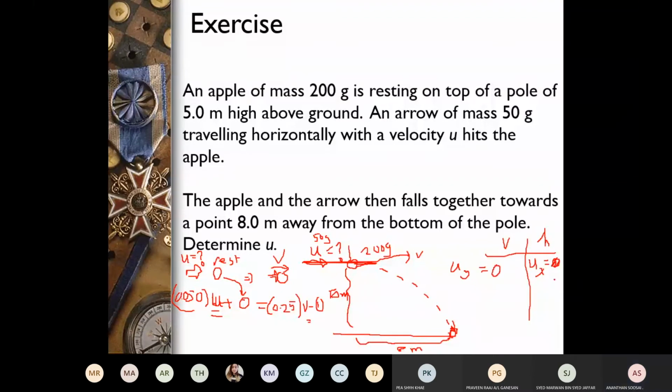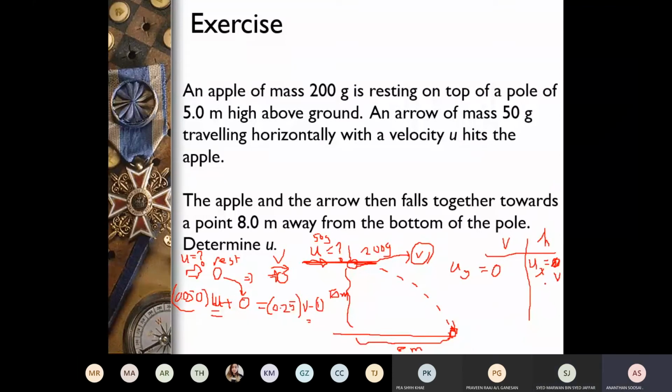Ux will be what? Anyone? Ux will be exactly the same as your V, right? Because of the horizontal launch. After collide, they stick together, they move together. It's a projectile movement. So can you find the V first? If you find the V, you can find the u. Okay, anyone can get me the V.